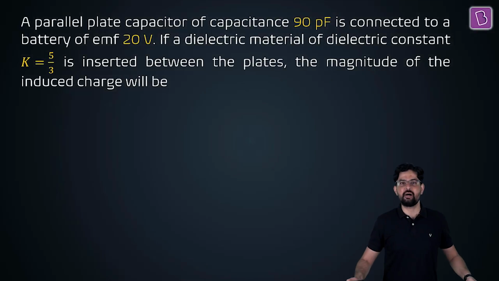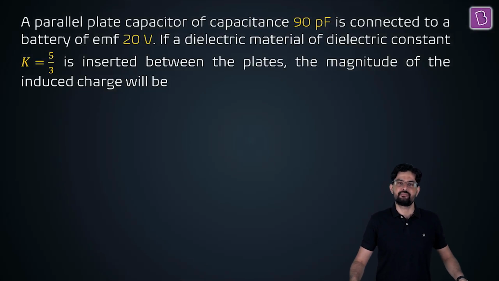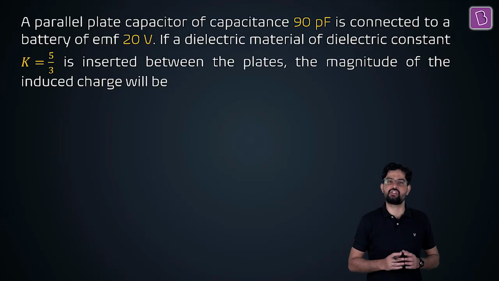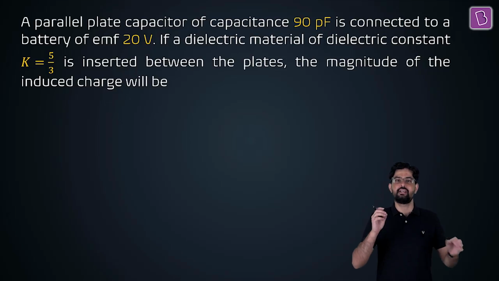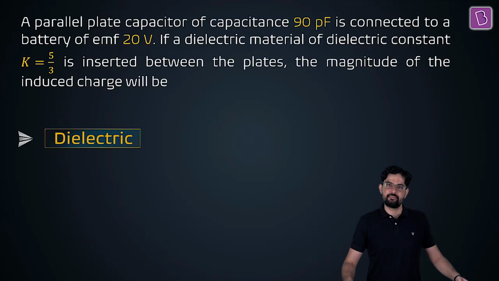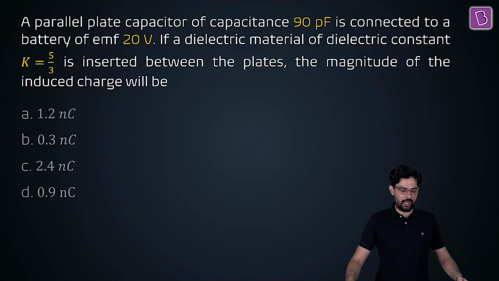In this simple case, a parallel plate capacitor containing a dielectric is connected to a battery. You simply have to find out what is the induced charge that is residing on the dielectric. So easy problem, right? Concepts are dielectric induced charge and the level is easy. You have to choose the right option from these given options.